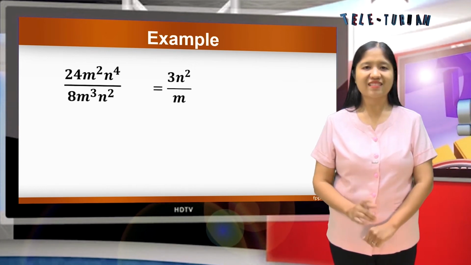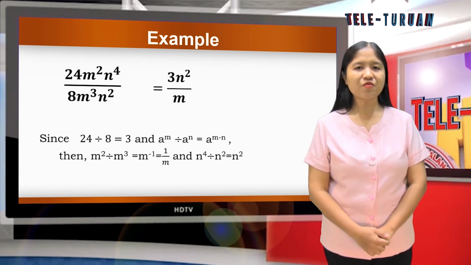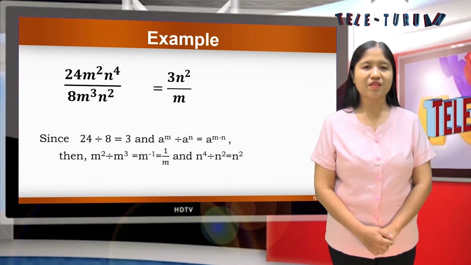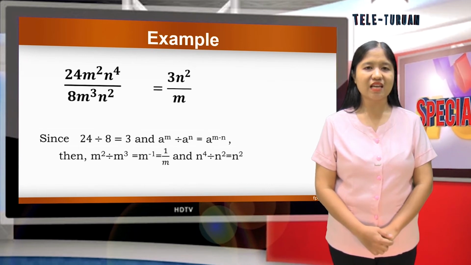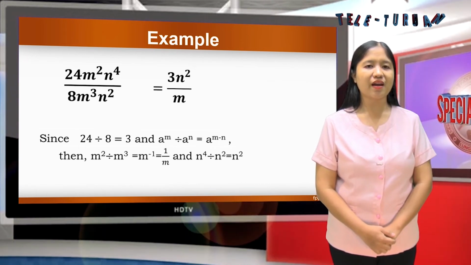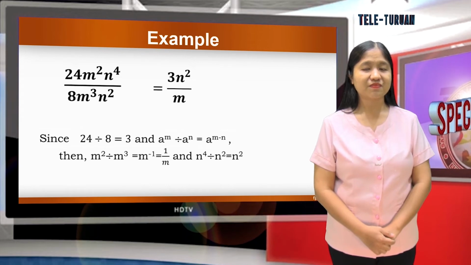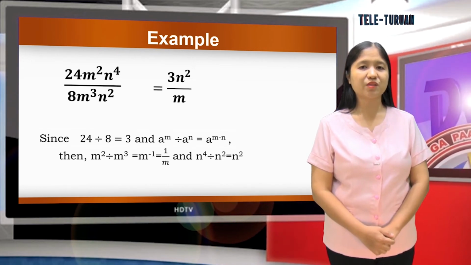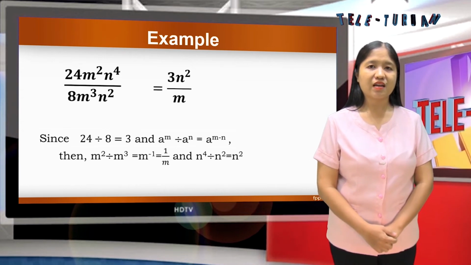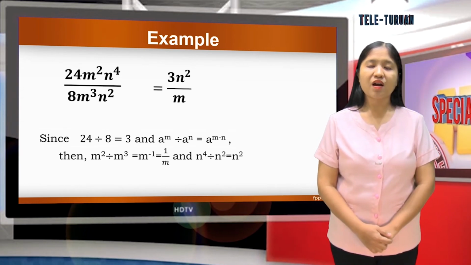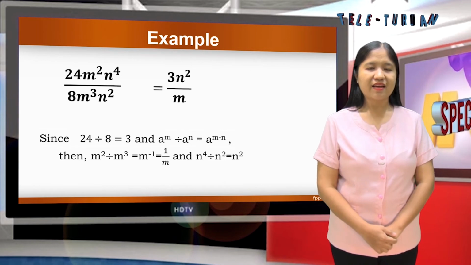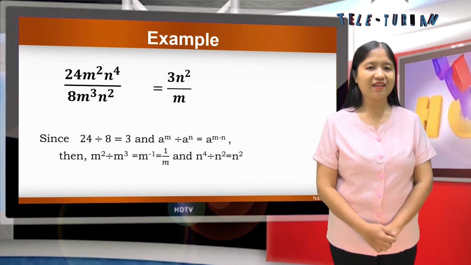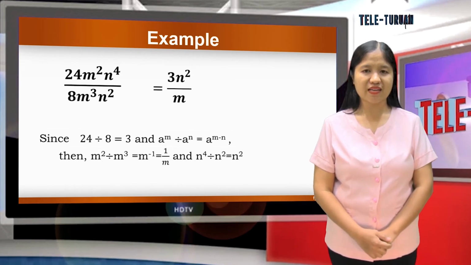How? Since 24 divided by 8 is 3, and a raised to m divided by a raised to n is equal to a raised to m minus n. Then, m squared divided by m cubed is equal to m raised to negative 1, or 1 over m. And n raised to the 4th power divided by n squared is equal to n squared.